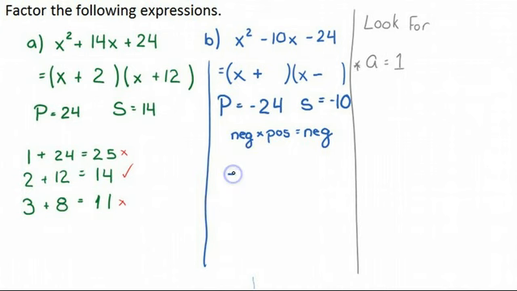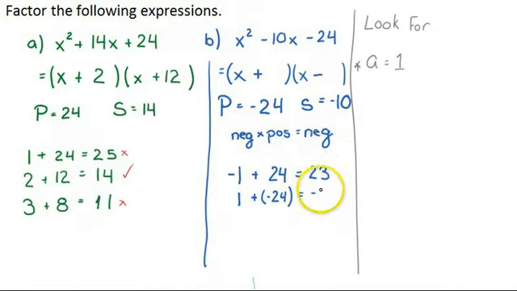So I could have negative 1 plus 24, and that's going to equal 23. So that's no good. I could have 1 plus negative 24, and that's going to give me negative 23. But here's the clue in this. Since our sum has to be negative, that means the larger of the two values must be the negative value.